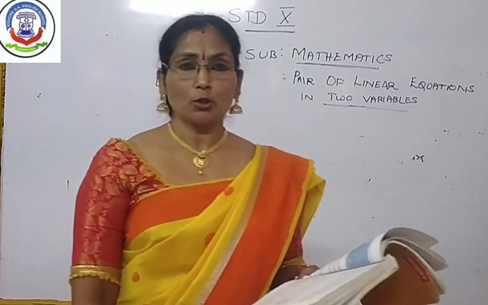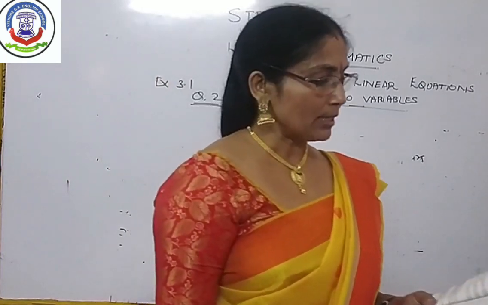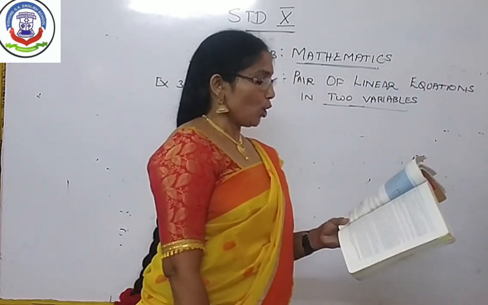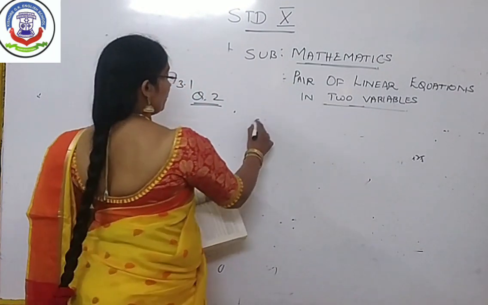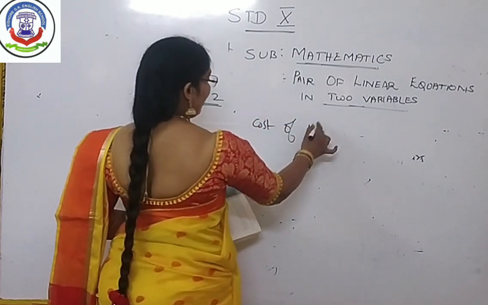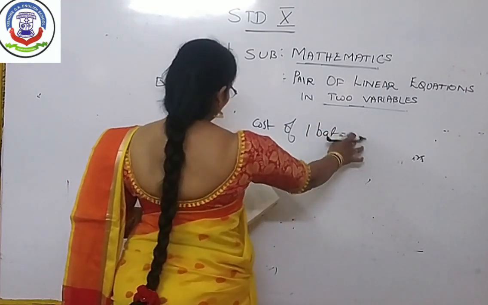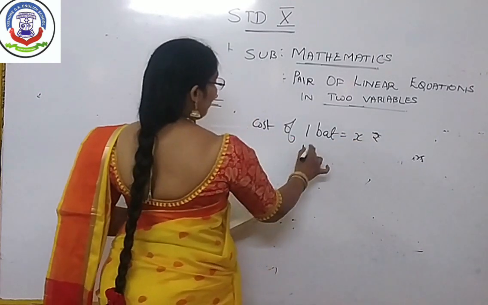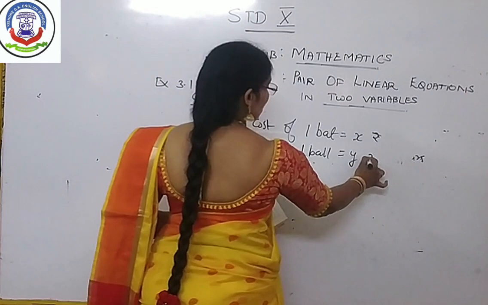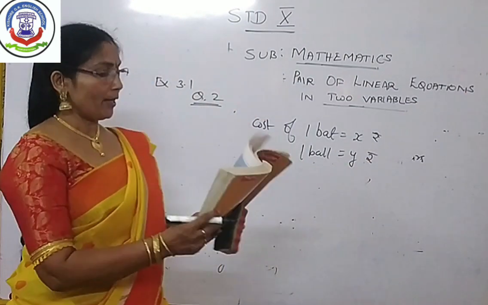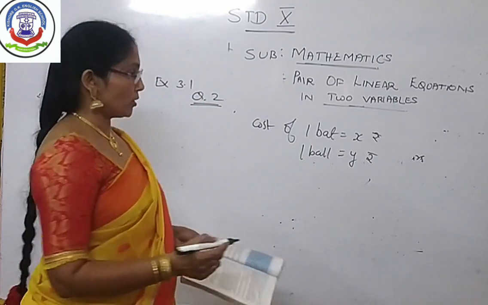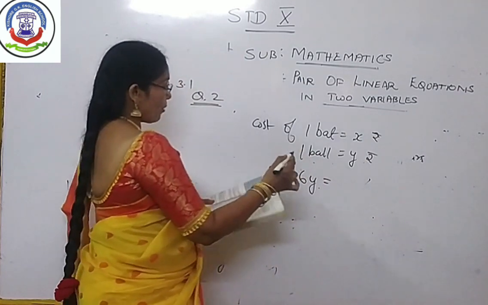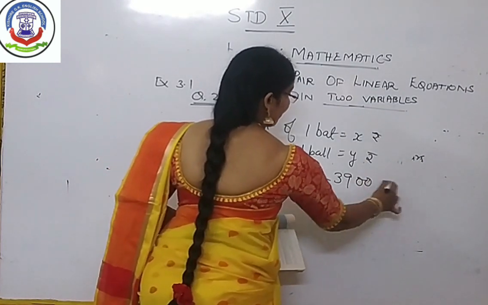So algebraically, you want two variables. Which are the variables? He buys 3 bats and 6 balls. Same question we already did in the example: cost of one bat and one ball. One bat you will give as x rupees. One ball you have to keep as y rupees. And how many bats and balls? 3 bats and 6 balls. So it will contribute 3x plus 6y is equal to the amount given, 3900.